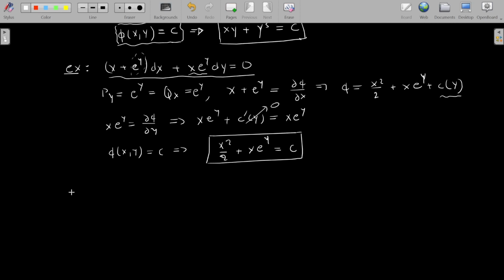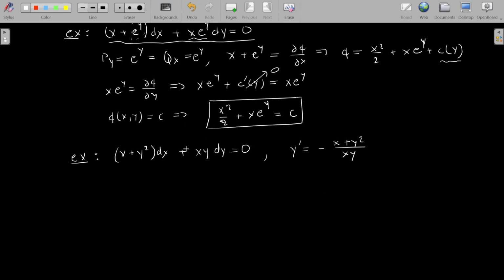Now, let's check one last example of importance. Let's say you have (x plus y squared) dx plus xy dy equal to 0. This again could be written as y prime is equal to, yada yada yada. Doesn't really matter, and I haven't checked if this can be solved with previously gained knowledge. So let's find P_y, which is 2y, and Q_x, which is y.